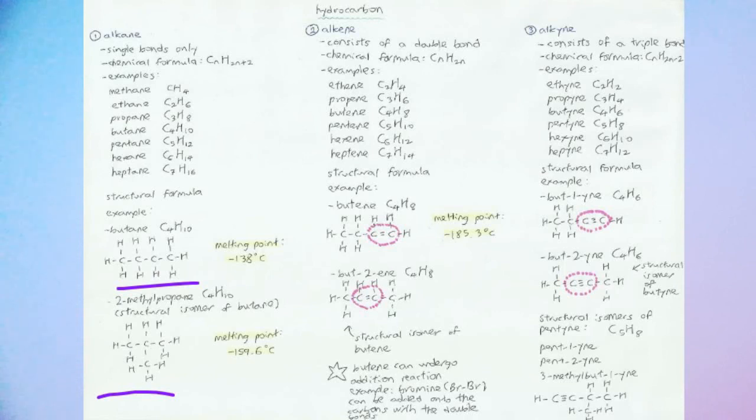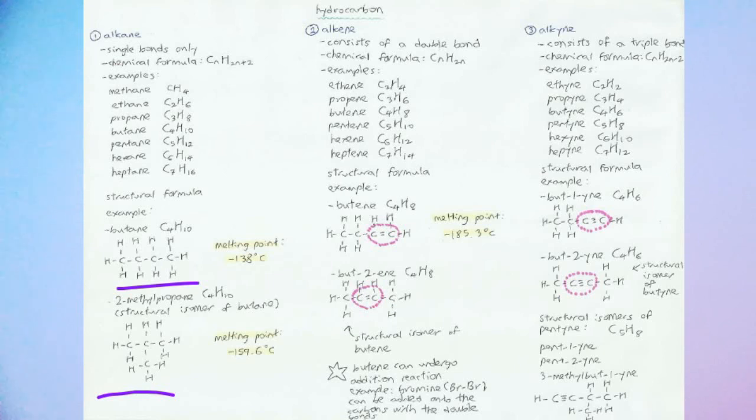Let's look at alkyne. Alkyne consists of a triple bond. The chemical formula of alkyne is CnH2n-2. So we have different examples. We have ethyne, C2H2, propyne, C3H4, butyne, C4H6, pentyne, C5H8, hexyne, C6H10, and heptyne, which is C7H12. So when we look at this structure here, you can see that it follows the chemical formula, which is CnH2n-2, because alkyne structures consist of a triple bond.